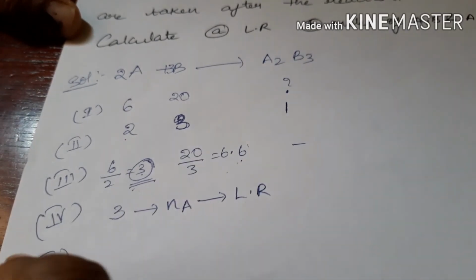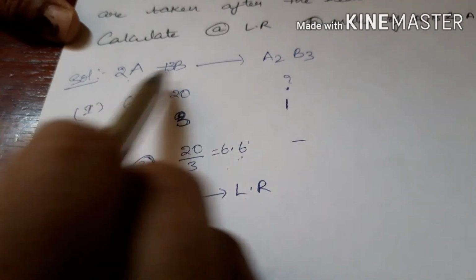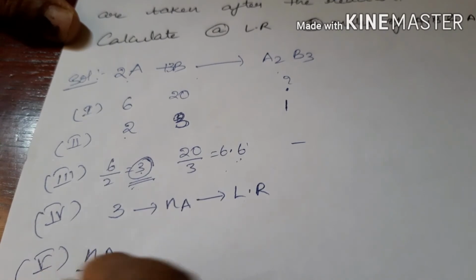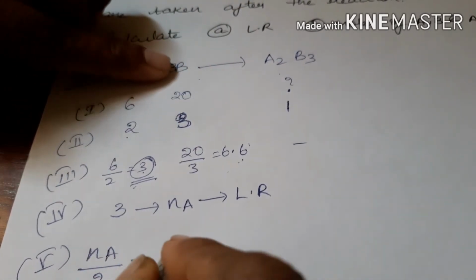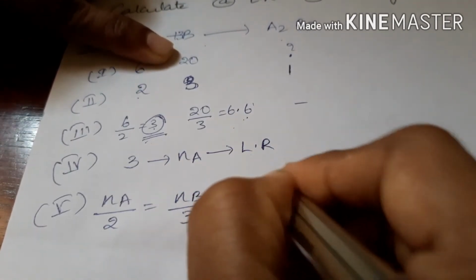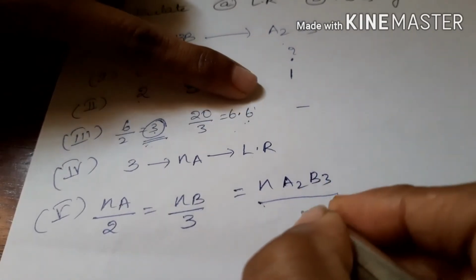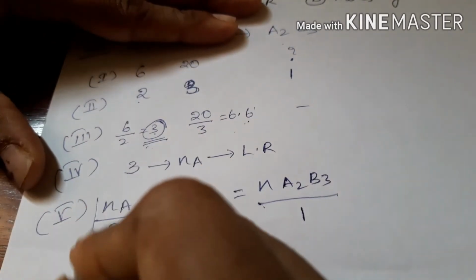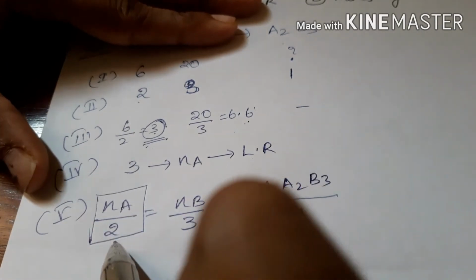Next trick is mole-mole analysis. We have to write the mole-mole analysis for reactants and products first. Write like this: Na, number of moles of A, by stoichiometric coefficient 2. Nb, number of moles of B, by stoichiometric coefficient 3. Number of moles of A2B3 by stoichiometric coefficient 1. Now A is the limiting reagent.